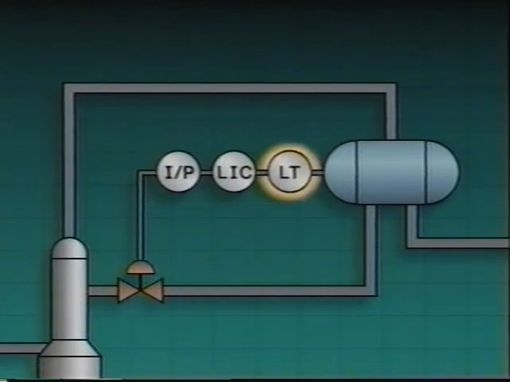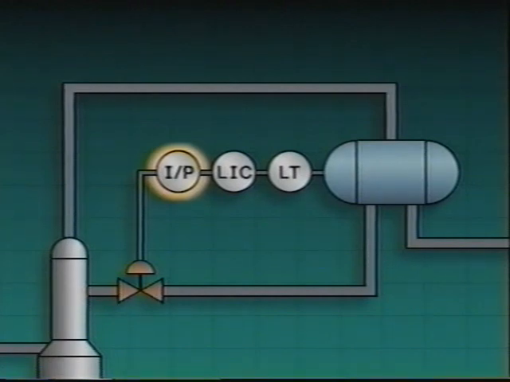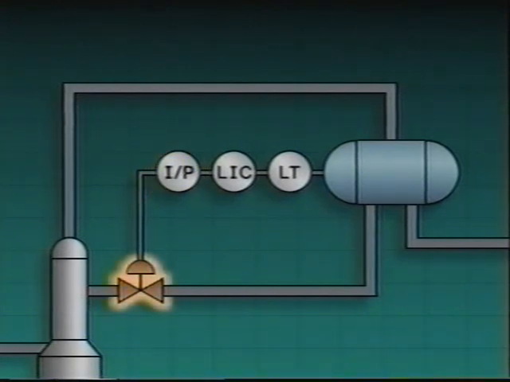The control system includes a level transmitter, which produces an electronic signal that represents the level in the accumulator, a controller, which produces a corrective output signal, an electronic to pneumatic or I to P converter, which converts an electronic input signal to a pneumatic output signal, and an air-operated control valve, which regulates the flow of liquid to the tower.